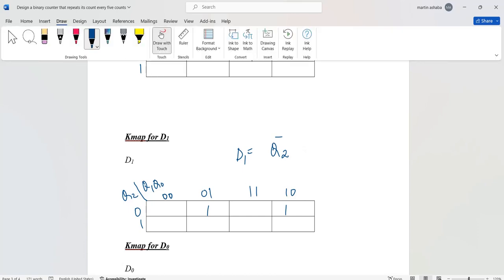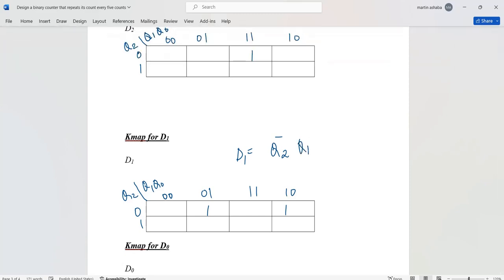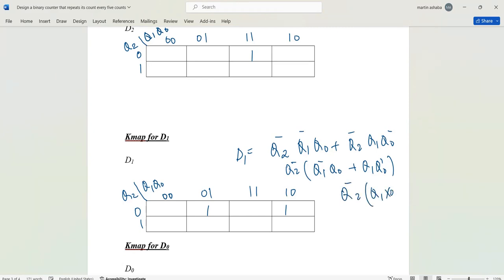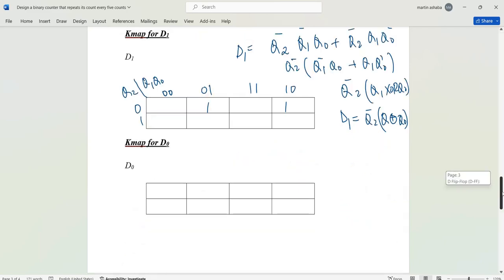So this is going to be Q2 inverse, then Q1 inverse, then Q0, plus, obviously this also becomes Q2 inverse, then Q1, then Q0 inverse. So this becomes Q2 inverse into Q1 inverse Q0 plus Q1 Q0 inverse. So what does this mean? This means Q2 inverse into Q1 XOR Q0. So our D1 is equal to Q2 inverse times Q1 XOR Q0. So we proceed to D0.